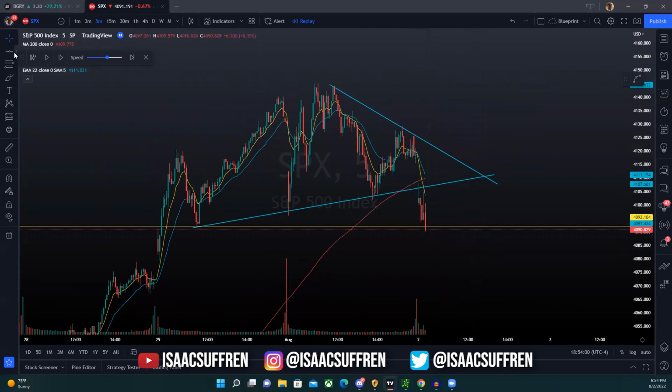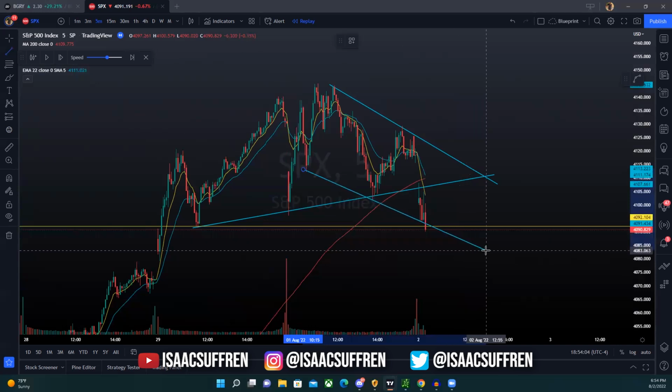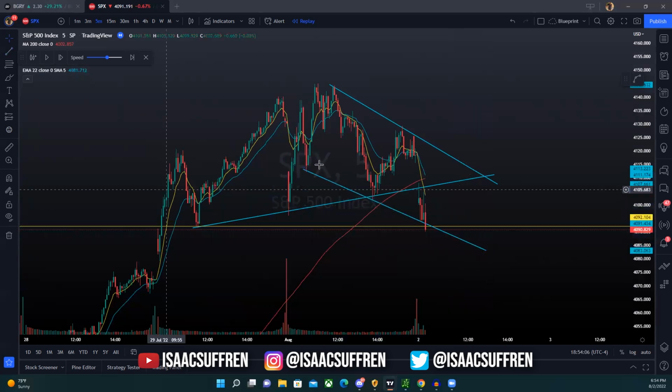Now, look at this, right? There's always multiple looks. Right, you can see now we have a downward channel, right? So there's different looks all the time. So it's so much more than just drawing support and resistance. You have to make sure you see the bigger picture.